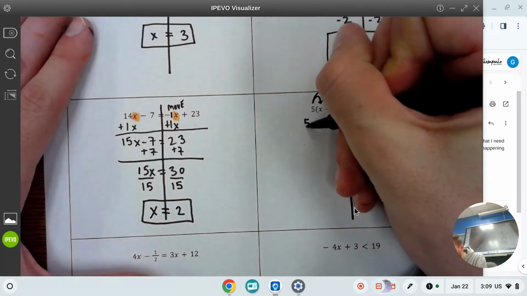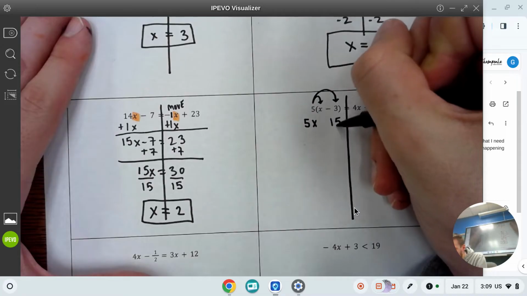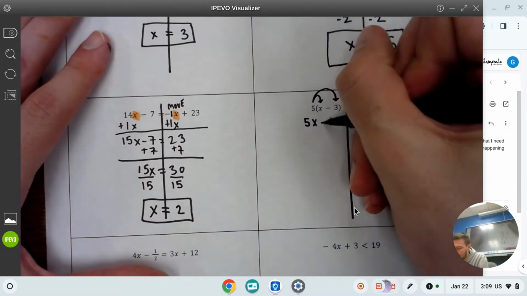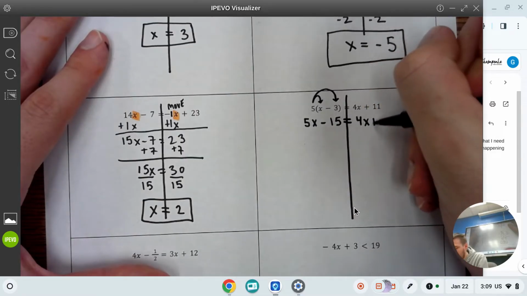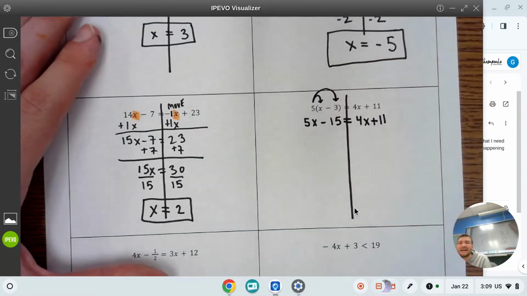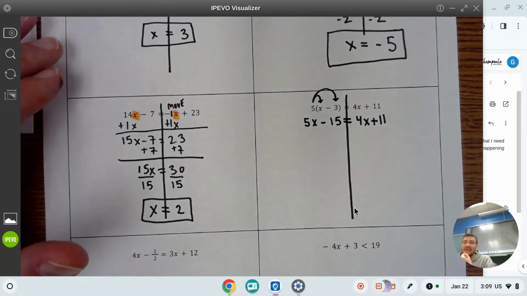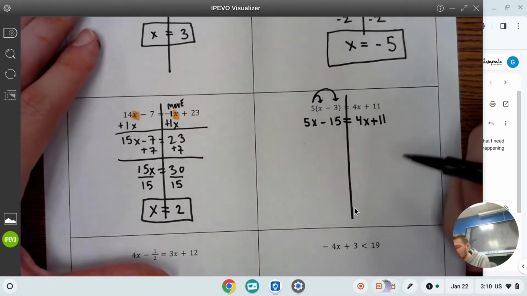5 times x, 5x. 5 times 3, 15. Should that be a positive 15 or negative 15? Negative. Hopefully you're following along, writing this down. The plan is I designed this so that you would get a free 100% as long as you participated in the review. So I hope you're writing this down.